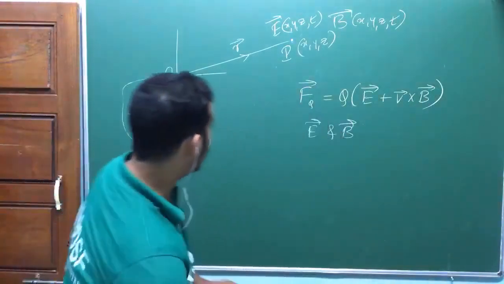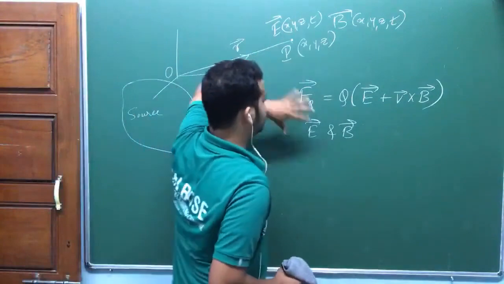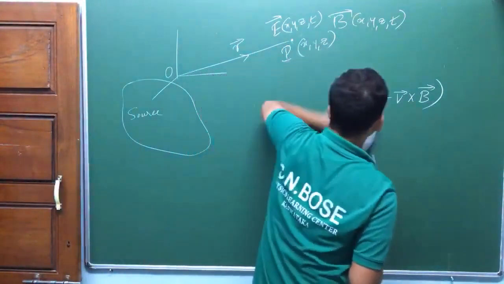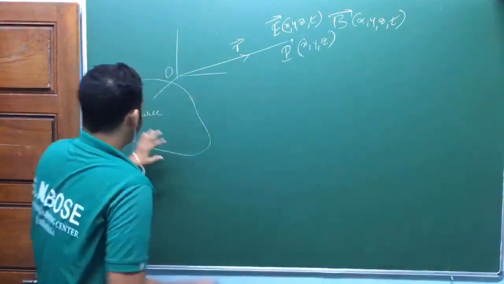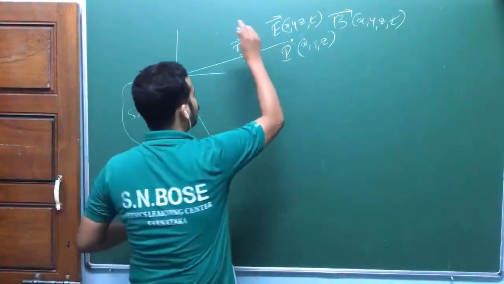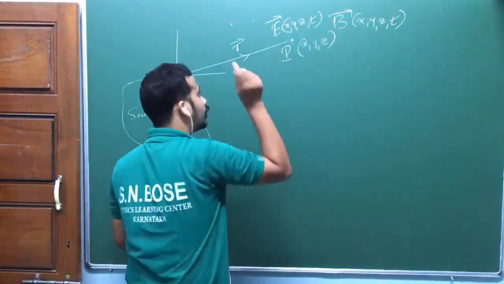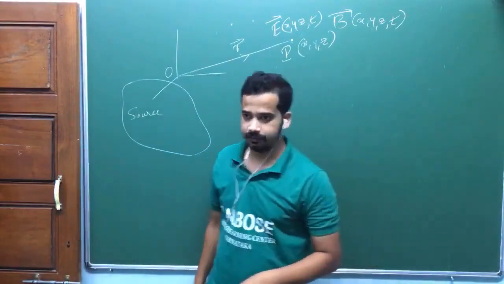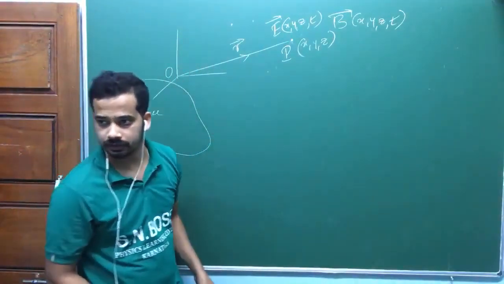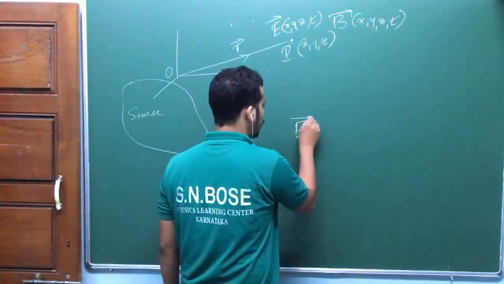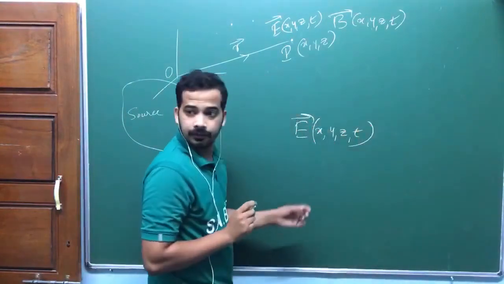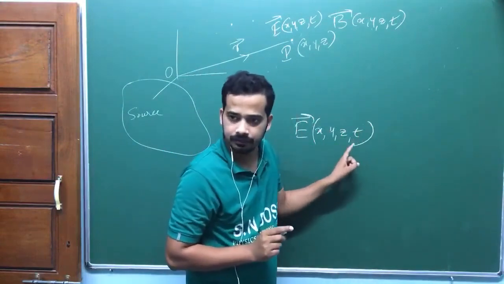So even in the absence of any charges here, if there is no charge you can't calculate force. But if you have some sources which generate electric field and magnetic field, then each and every point in space is associated with vectors. We call it the electric field, which is a function of x, y, z, t. It may be a function of time also, in the most general case.